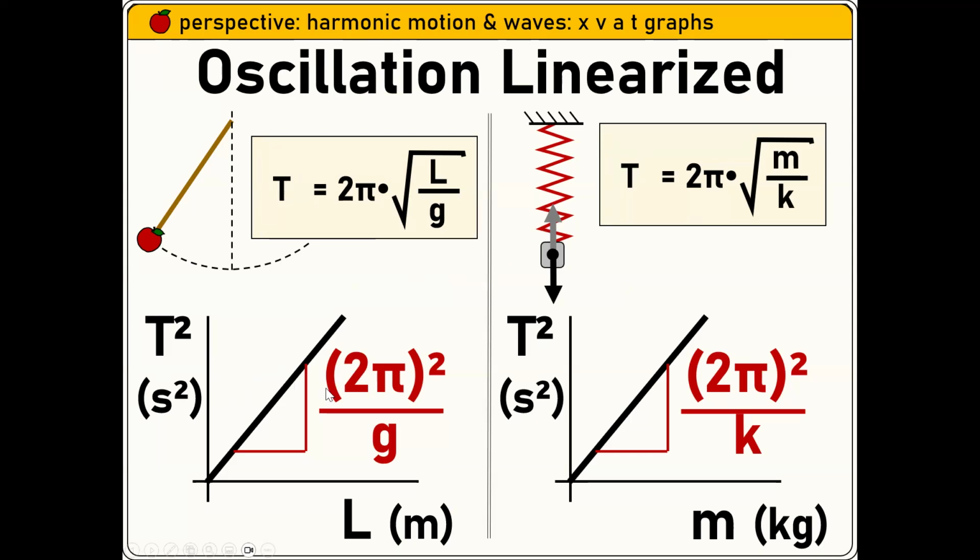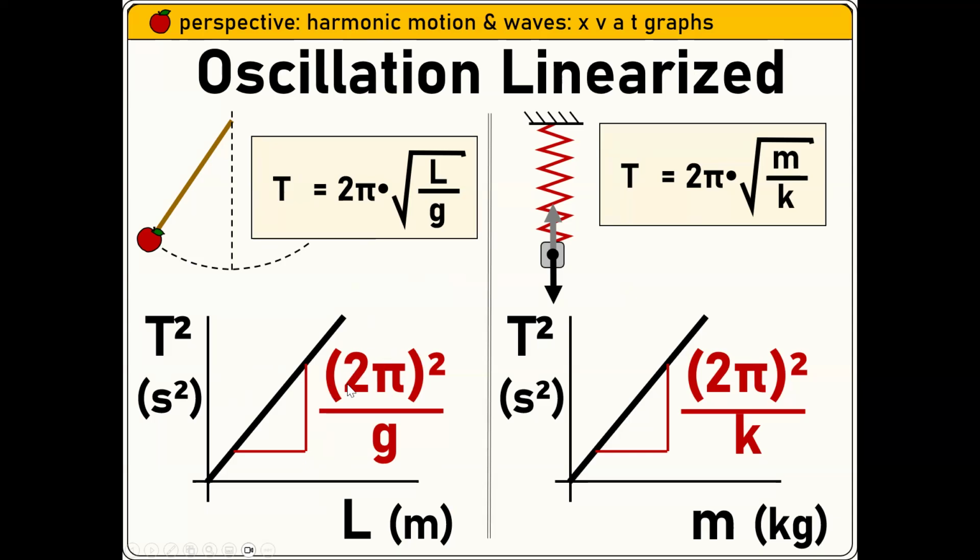Here's a couple of ways that you could linearize each of these graphs. Oh, that's what I meant to ask you guys too. We did this. What's the slope of this line? This is what we came up with. Now this is not the only way to linearize this. You could do T versus the square root of L. That would also linearize. The slope would be a little different.